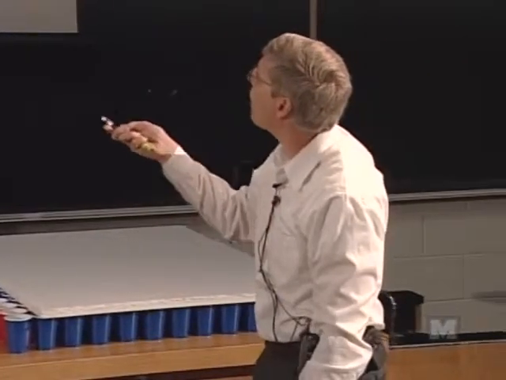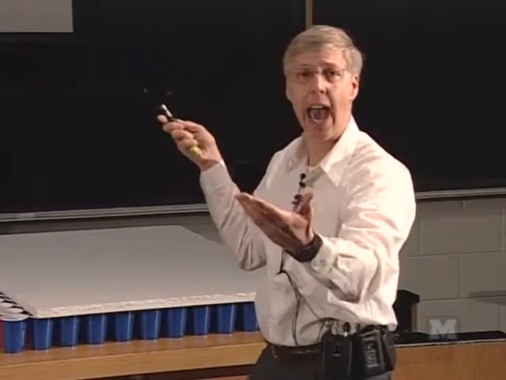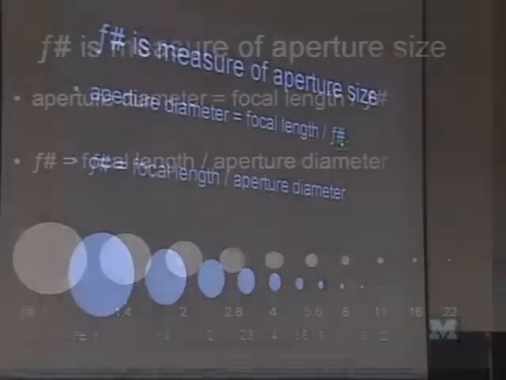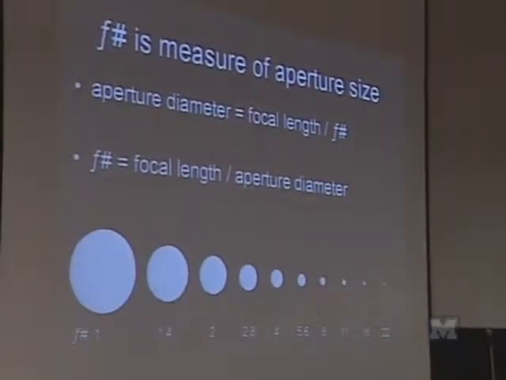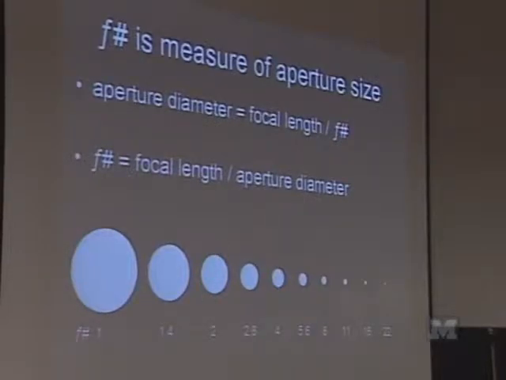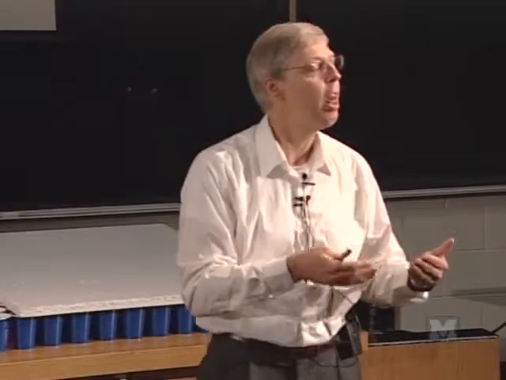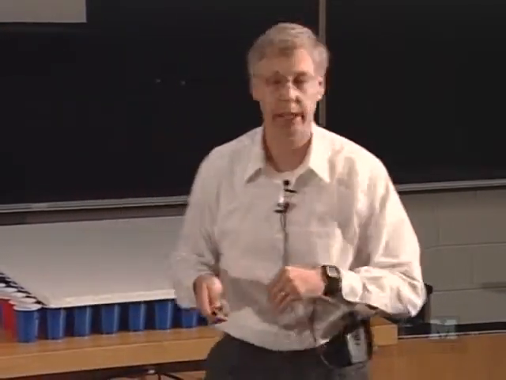The aperture diameter is defined to be the focal length of the lens divided by the f number. So if I had a 25 millimeter lens and a focal number of 1, then my aperture diameter would be 25 millimeters. And if I went to a focal number of 2, I'd be at half that, 12.5 millimeters. So it's very simple. The higher my focal number, the smaller my aperture, just linearly.